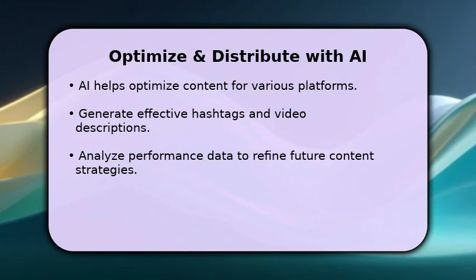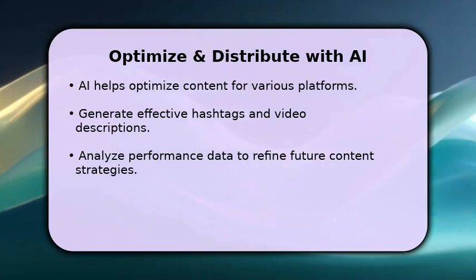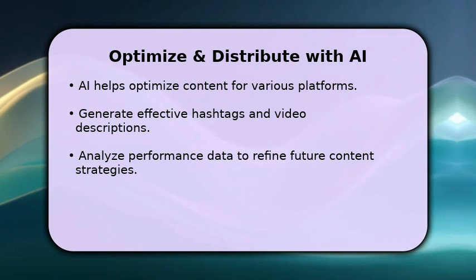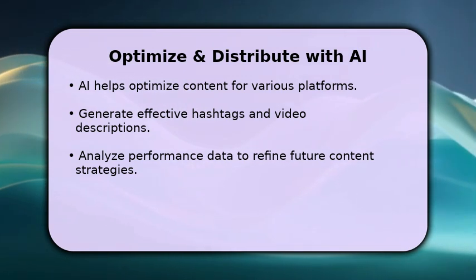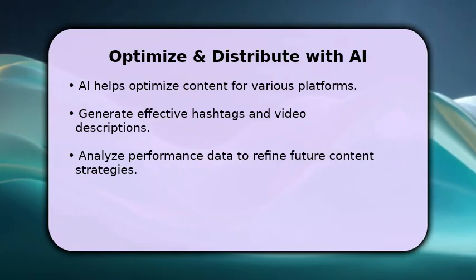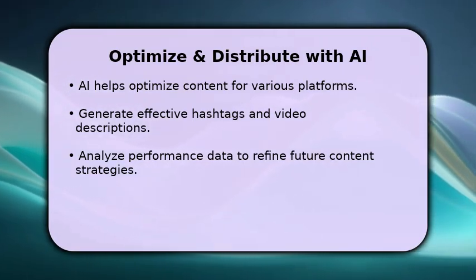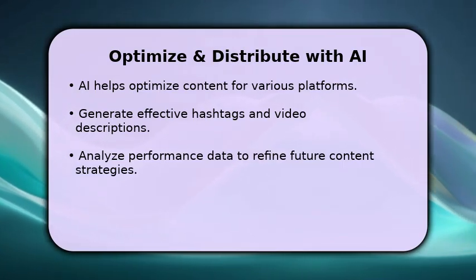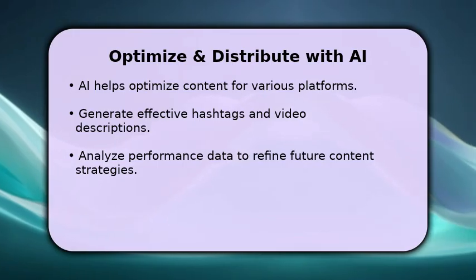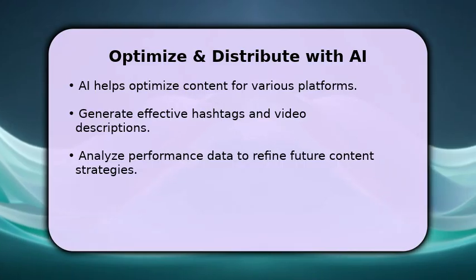Finally, AI helps get your content seen by the right audience. It can suggest optimal posting times and craft engaging descriptions and hashtags for various platforms. AI also analyzes audience engagement and performance data, providing valuable insights to continuously improve your short-form content strategy. This data-driven approach ensures your efforts are always optimized for maximum reach and impact, helping your content perform its best.